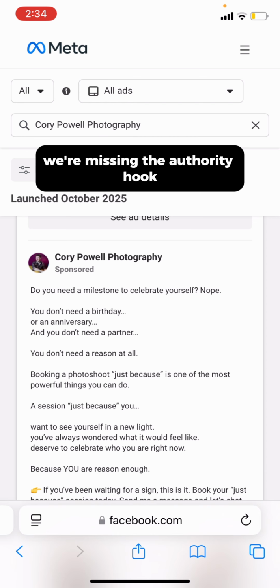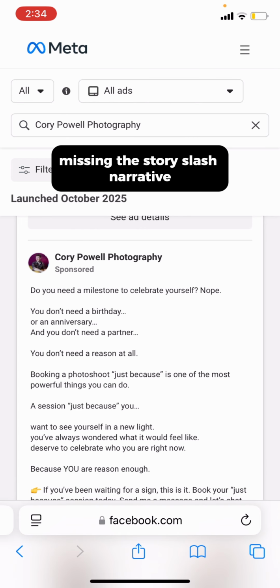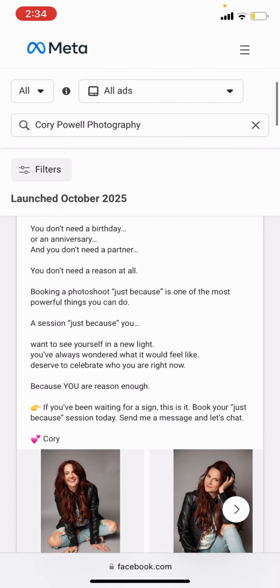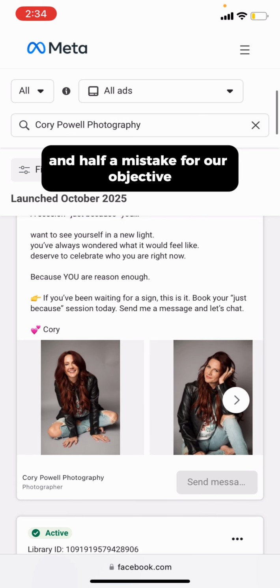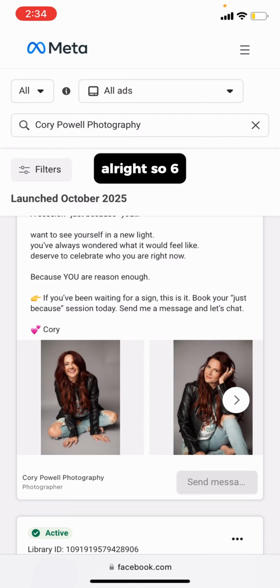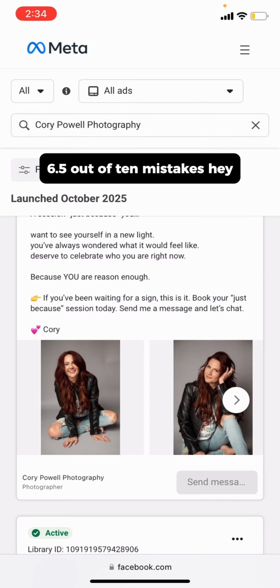We're missing the authority hook. We're missing the story / narrative. We're missing our full offer. We got a below creative headline and button. Those are always a mistake. And half a mistake for our objective. All right, so 6.5 out of 10 mistakes.